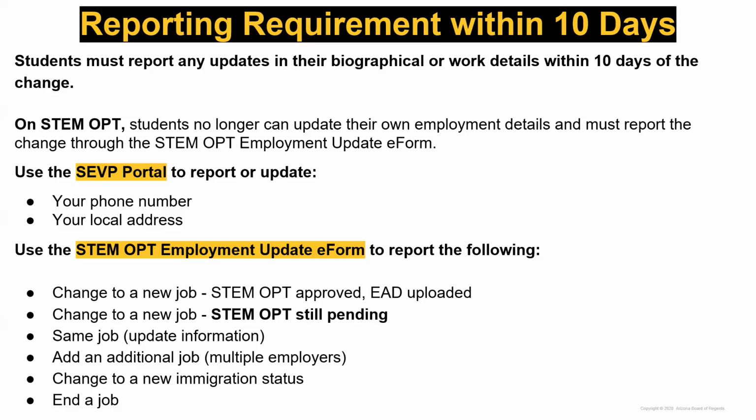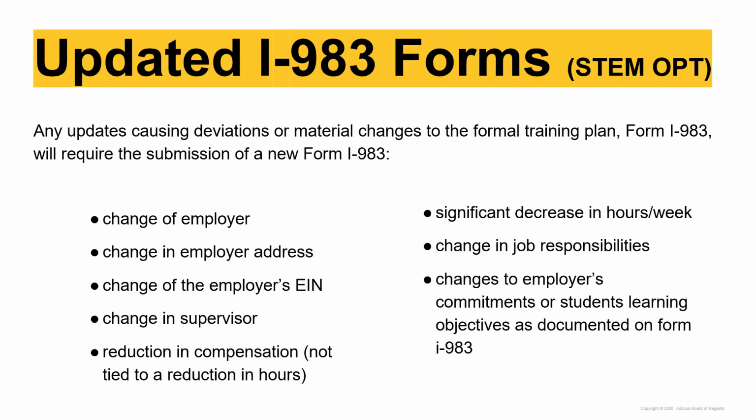If you have the same job but updated information, if some substantial stuff has changed about the nature of your job, if you get a new job and you add an additional job and you have more than one employer, if you have a new immigration status, maybe you transition to a work visa or something like that, or if you end a job, just if employment comes to an end, if that concludes, you need to report that through the STEM OPT employment update form.